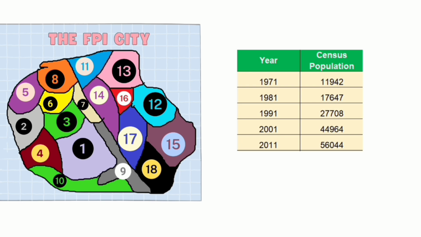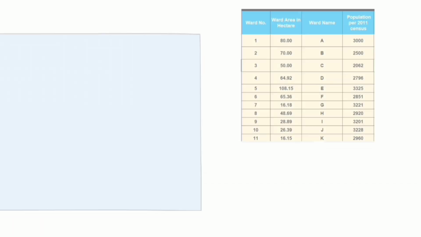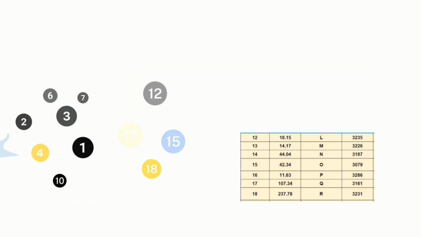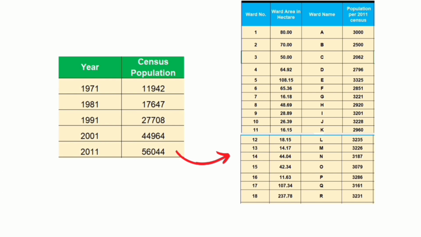So before we go to the 19 and 20 ward, let us first see a detailed bifurcation of the area and the ward-wise population of these 18 wards. So this is the data, right? Let me illustrate it a little bit better. Okay, so this population of 2011 was distributed in such a way in the 18 wards, where the area was given, ward name was given, and the population as per the 2011 census was also given, right?